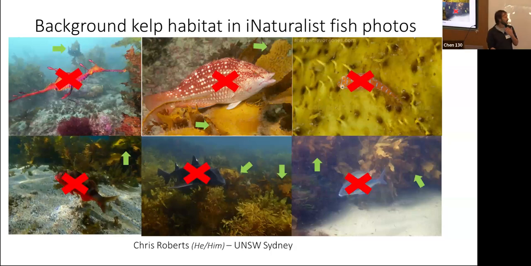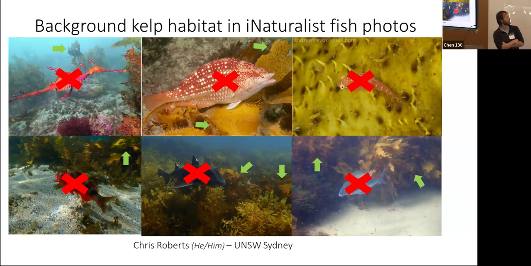Yeah, I'm Chris, and I'm from UNSW in Sydney. So basically the idea from my project is to try and extract information from the background of underwater photos, in this case iNaturalist photos. I'm just focusing on kelp, the type of algae.